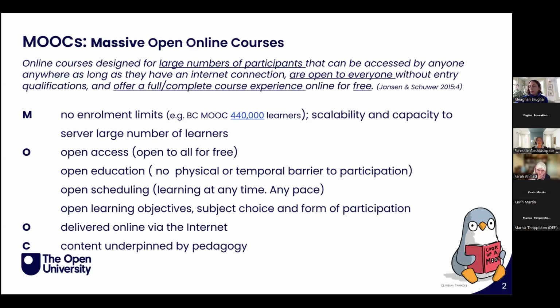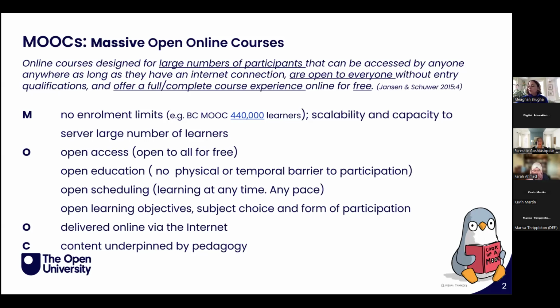And they were at the beginning truly massive because they didn't have any enrollment limits. For example, the British Council MOOC on FutureLearn in one of the first runs had 440,000 learners from all around the globe, and that's literally very massive. So they have this feature of scalability and capacity to serve a large number of learners.